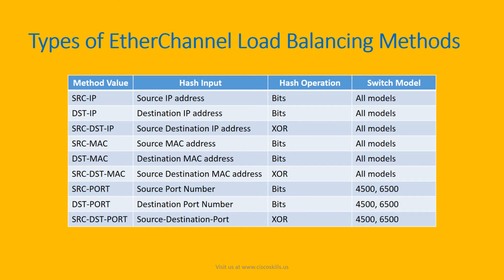And another thing that you need to notice is that for the IP address and MAC address, all switch models will offer them, but for the port numbers only the 4500 or 6500 can offer. So if you configure it on a different model other than the 4500 or 6500, you will not see the option for the port numbers.